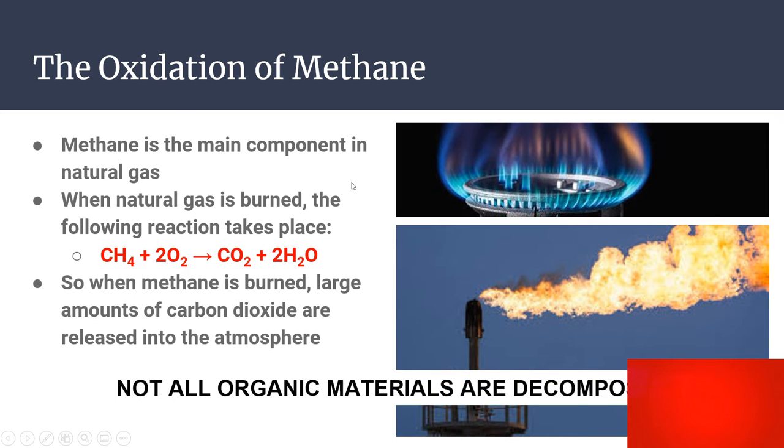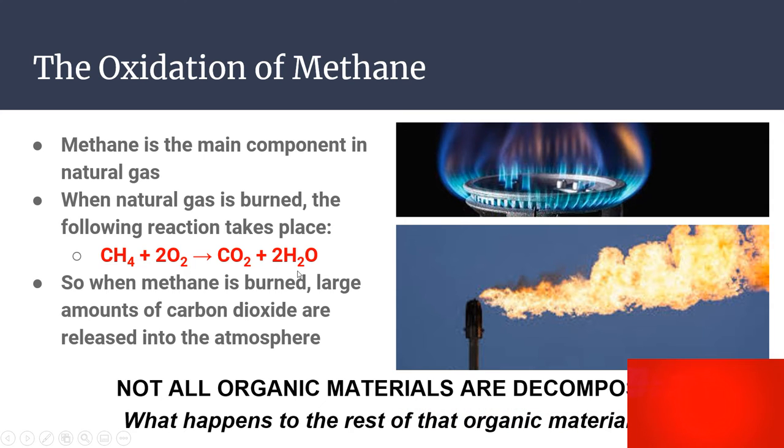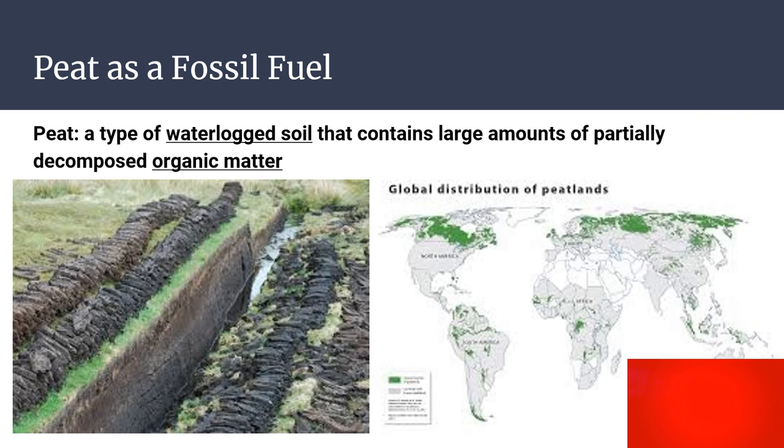So organic materials are decomposed most of the time, but not all of them are going to be decomposed, right? So what happens to the rest of that organic material? One thing that can happen is that it's converted into this stuff called peat. Peat is just a waterlogged soil that contains a large amount of partially decomposed organic matter.